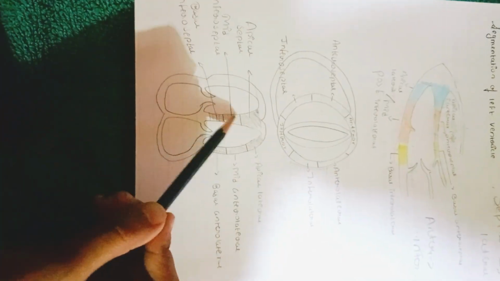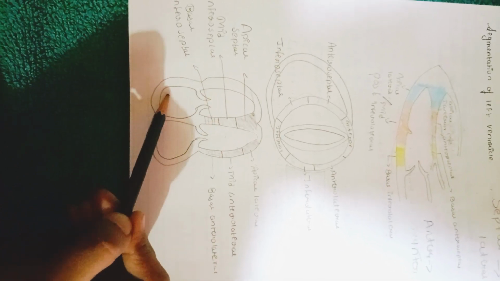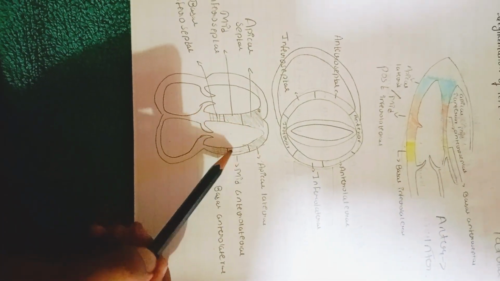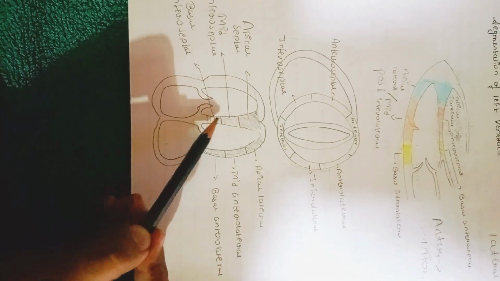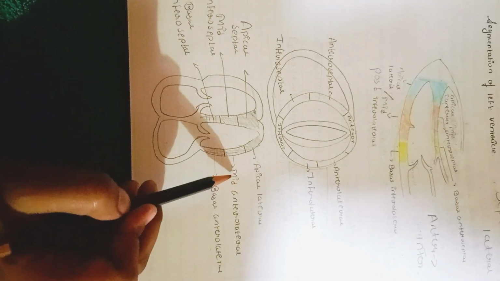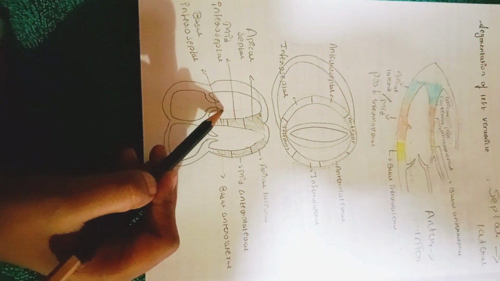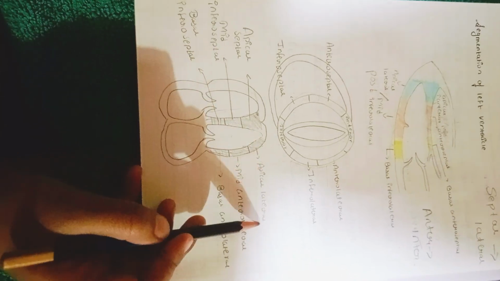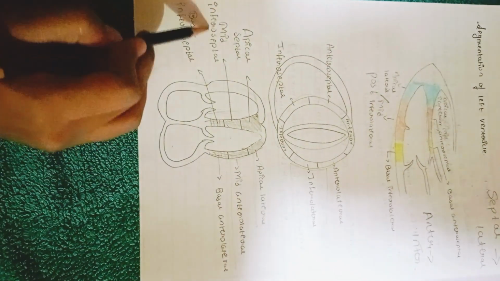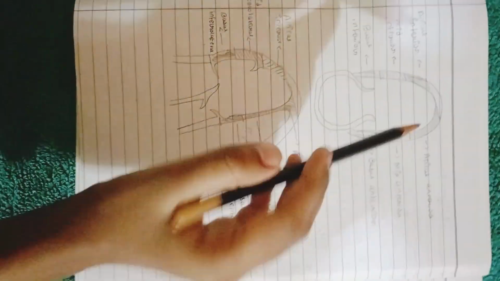Now 4 chamber view. This is RV, LV, RA, LA, and this is apical, mid, basal on each side. So this will be the septum and this will be the lateral, this will be the anterior part and this will be the inferior part. So this will be the apical lateral, apical septal, mid anterolateral, mid inferoseptal, basal anterolateral, and basal inferior.